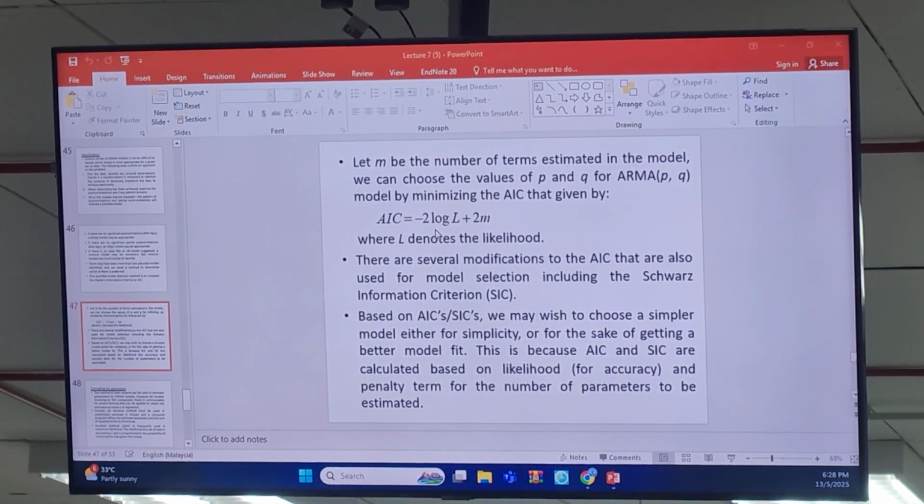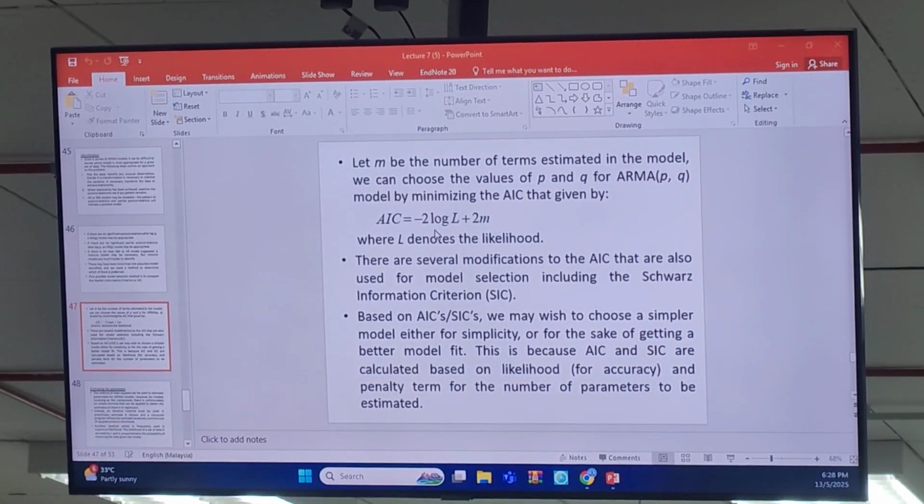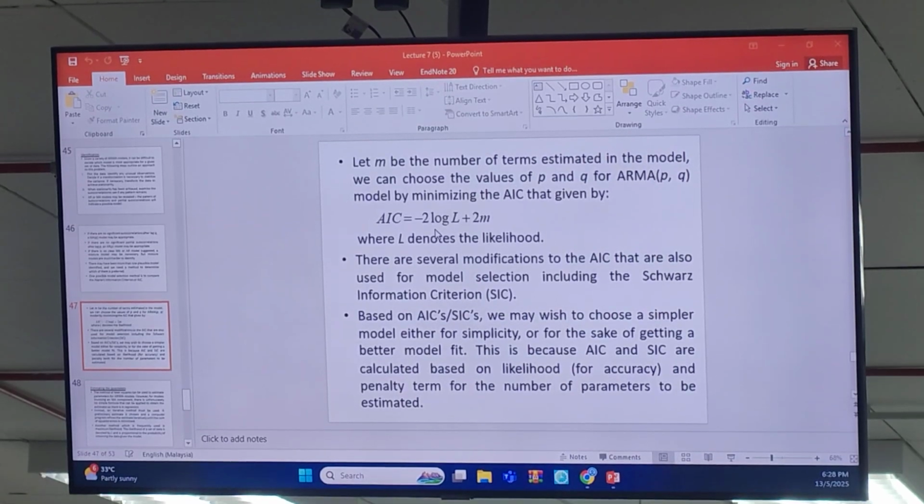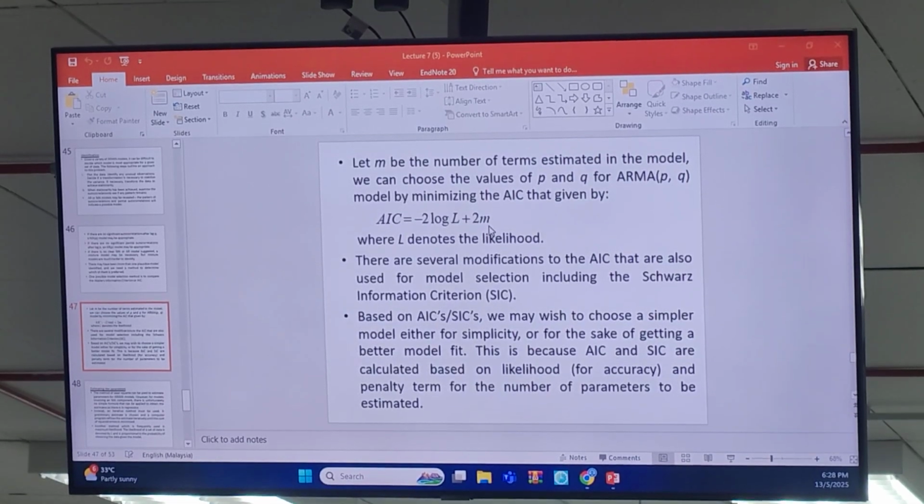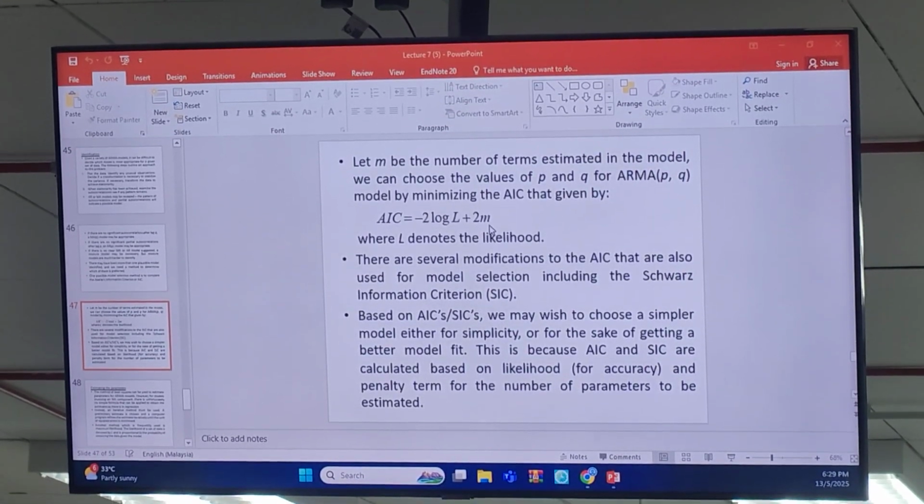With n the number of terms estimated in the model, you can choose the values of p and q for an ARMA(p,q) model by minimizing the AIC that's given by that formula. So it involves the likelihood as well as the number of parameters. Okay, just like adjusted R squared, you remember what we did before? Adjusted R squared accounts for the additional number of parameters. If you include more variables, then adjusted R squared is used to see whether the additional variables are really helpful to improve the model or not. Similarly here, we analyze the number of parameters.